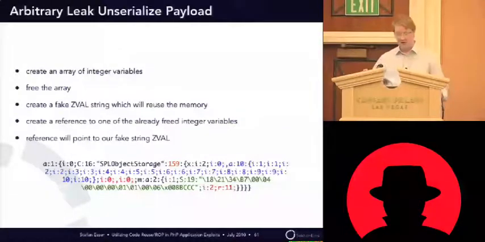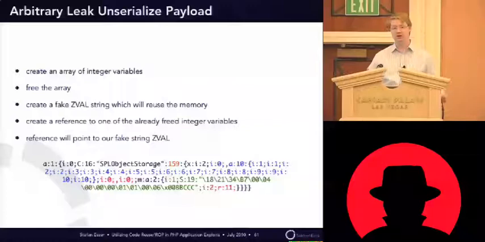So to actually achieve the attack, you just have to send this little piece of serialized data. What it does is, first it creates an array of integers. Then it frees the arrays, and this frees all the integers. This means you have a lot of free variables right now and a lot of references in the var table that are pointing to not allocated memory.